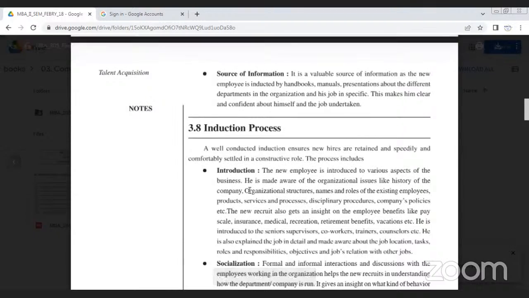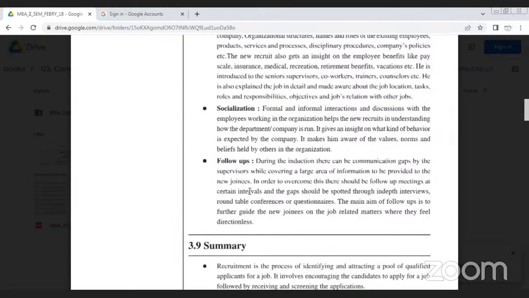Introduction: the new employee is introduced to various aspects of the business. He is made aware of the organization's issues like the history of the company, organization structure, names and roles of the existing employees, products, services and processes, discipline, and company policy. Socialization: formal and informal interactions and discussions with the employees working in the organization help the new recruits in understanding how the department and company is run.